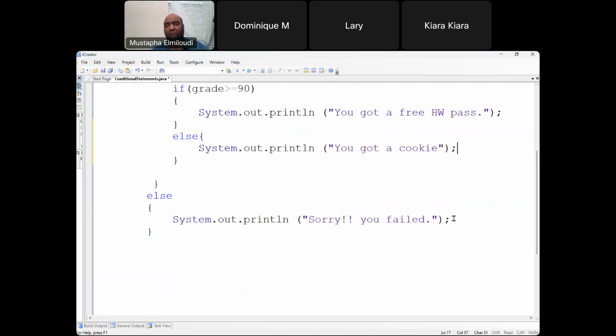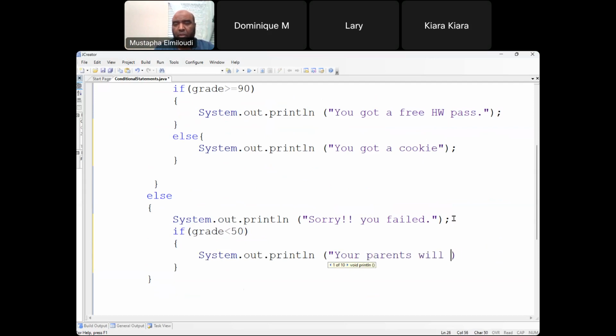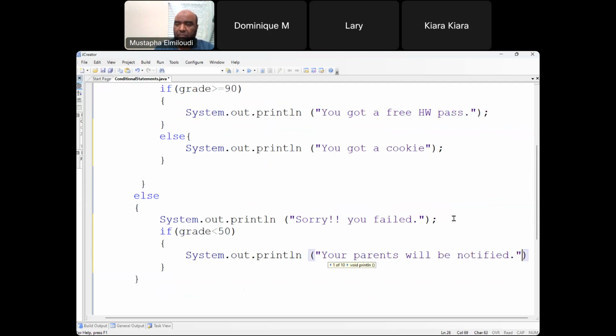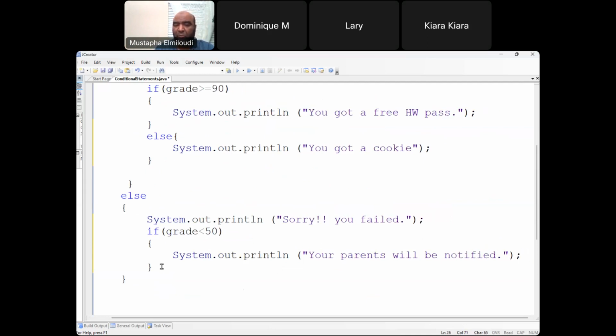But let's say we have people who are doing so badly. Let's say less than 50. So less than 50, you are not close. That means there is a real problem. So maybe we need to notify their parents or give them a specific message. So I'm going to put here, if in addition, you're already failing, but failing very badly, if grade is less than 50, which is 49 and less, then I'm going to say, okay, your parents will be notified. So this is for people who did so badly.